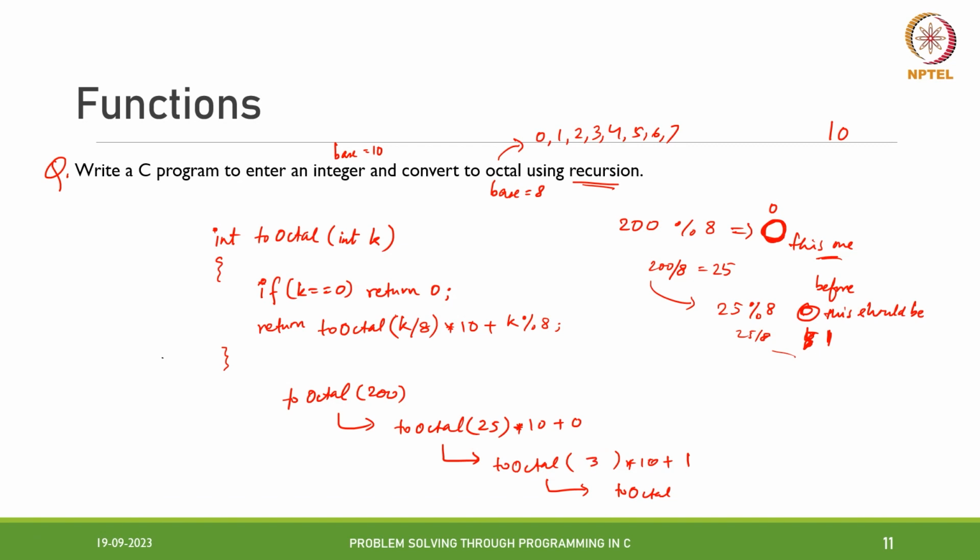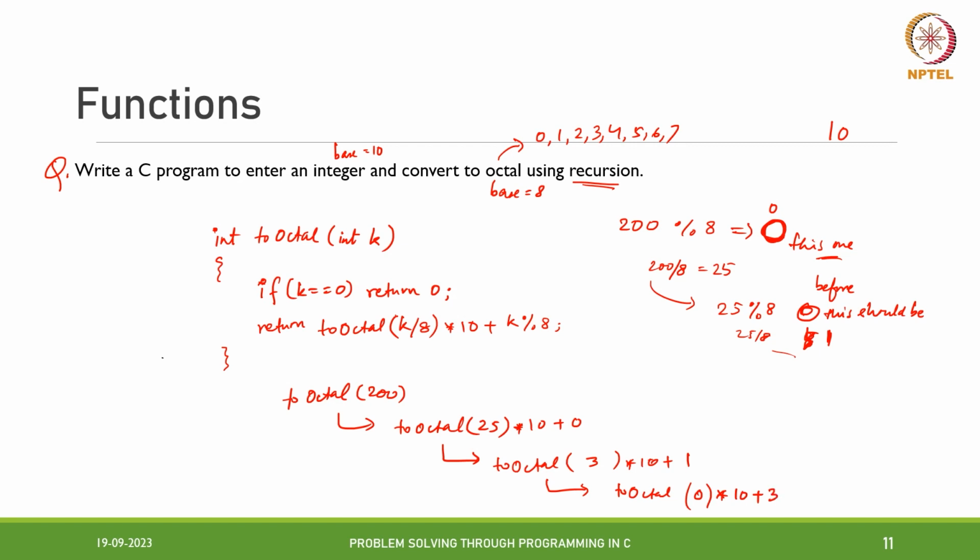So you are calling 2 octal of 3. So what is 2 octal of 3? 2 octal of 3 is, again, non-zero, so k by 8, so 3 by 8. 3 by 8 is 0, because it's an integer, only considering the integer part. 0 into 10 plus 3 % 8. 3 % 8 would be 3, right?